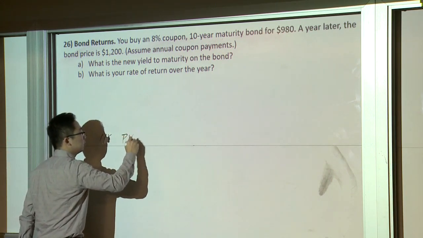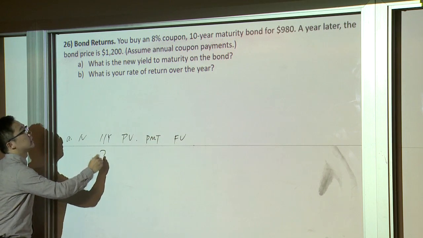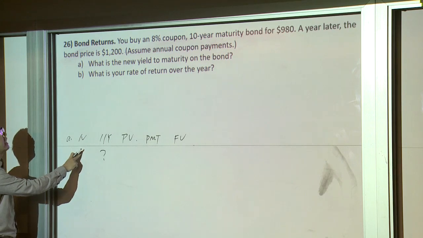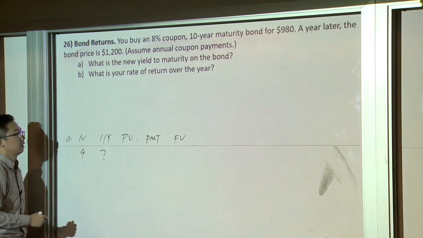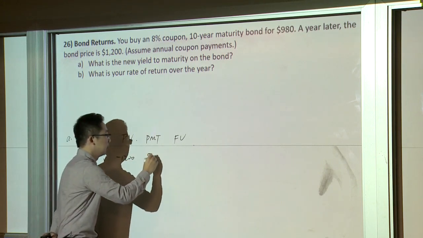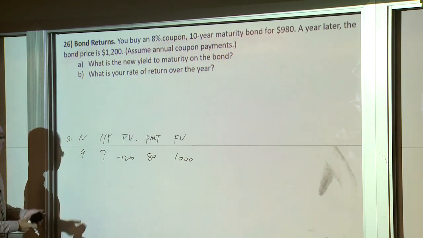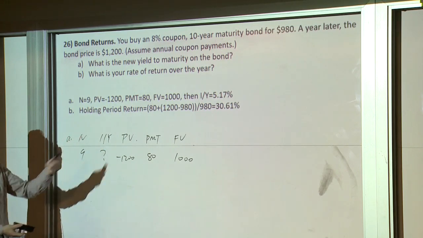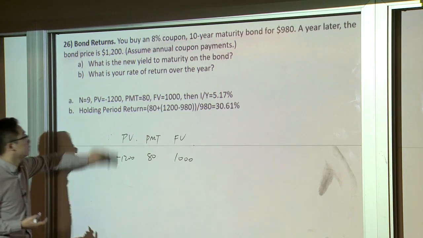N, IY, present value, PMT, and future value. We need to calculate for this, right? Now N is how much? 10 years, and a year later, 9, right? It's 9. And present value is 1,200, and PMT 80, and 1,000. Okay. And calculate for IY. 9, negative 1,200, 80, 1,000. Yeah, 5%.